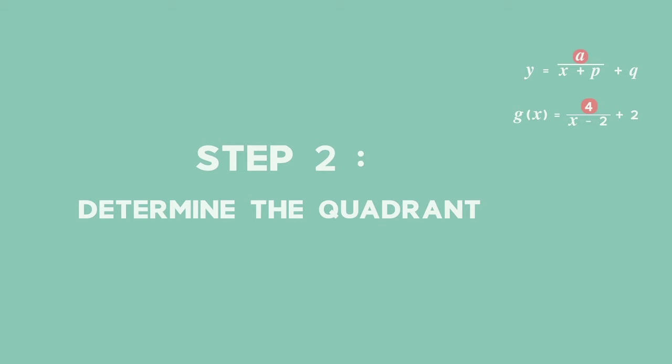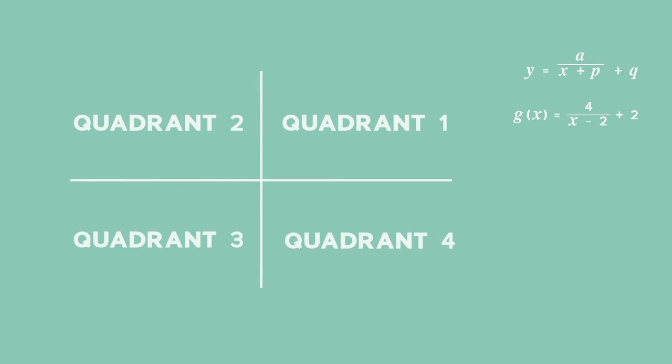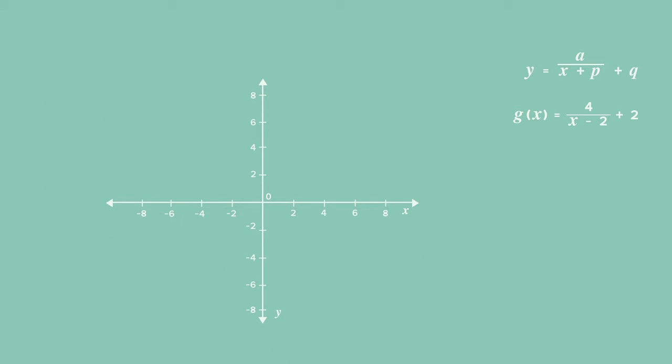The a value is 4, which is positive. So we know that the parent of our graph before shifting was in the first and the third quadrant. To find where our graph lies, we must sketch the asymptotes of our graph. The y-asymptote is represented by a dotted line.